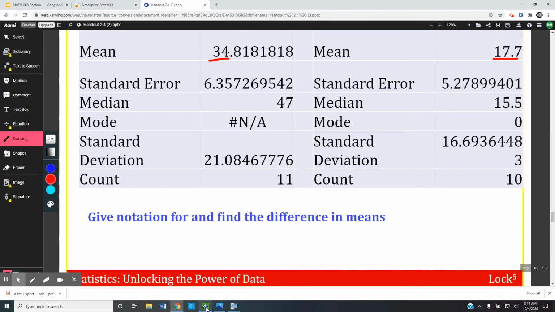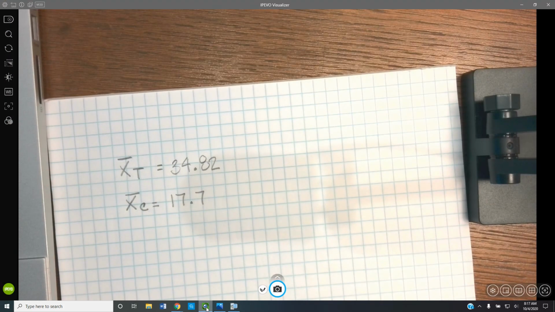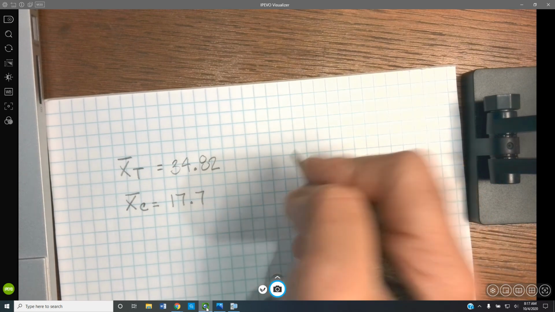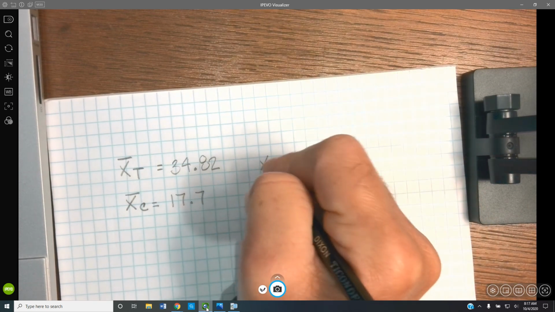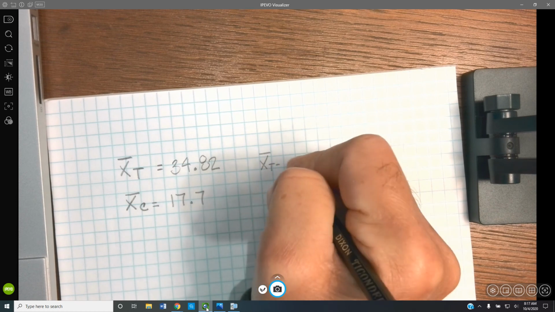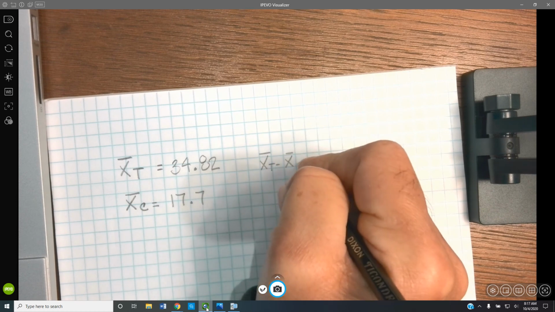Give notation and find the difference in means. Okay, well, first of all, it didn't say coffee versus tea or tea versus coffee. So there are two plausible ways for me to do this. My first way is to say that the mean of tea minus the mean of coffee.